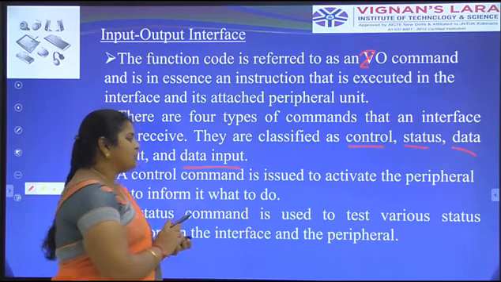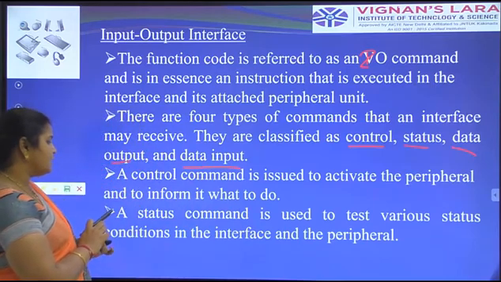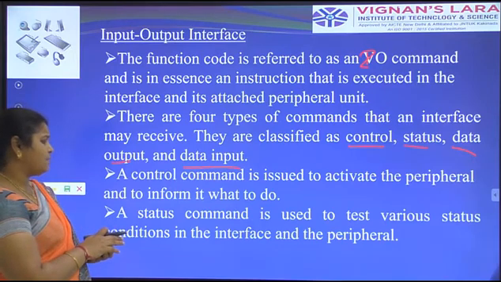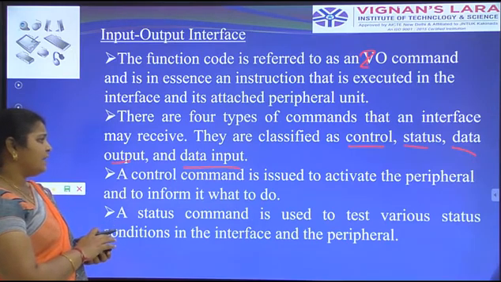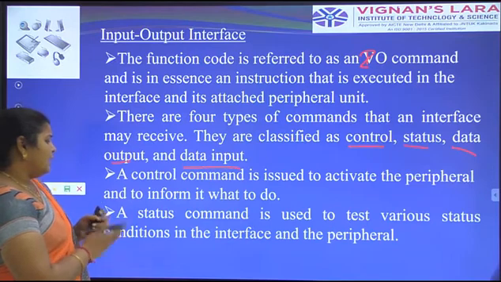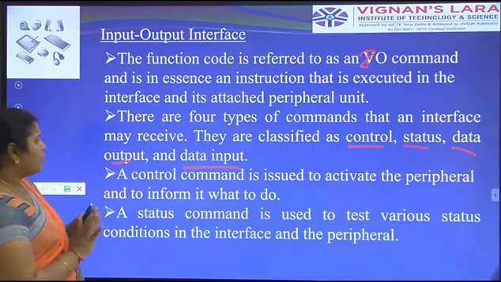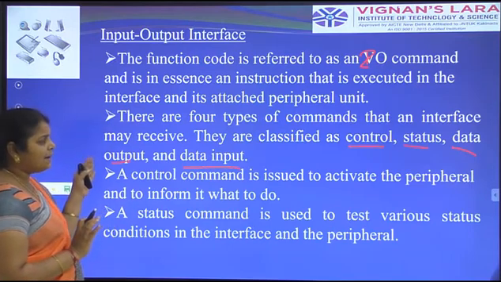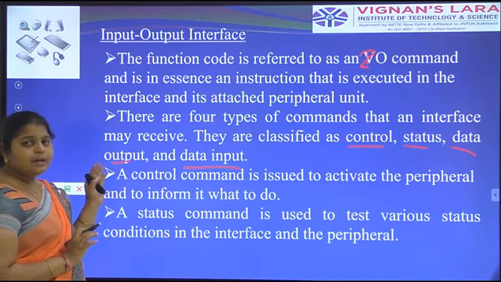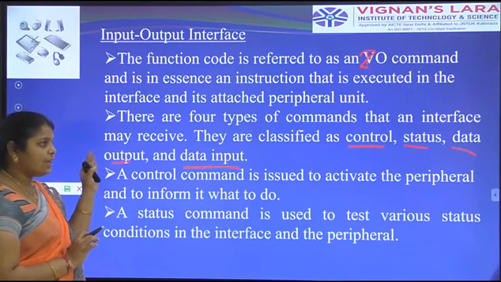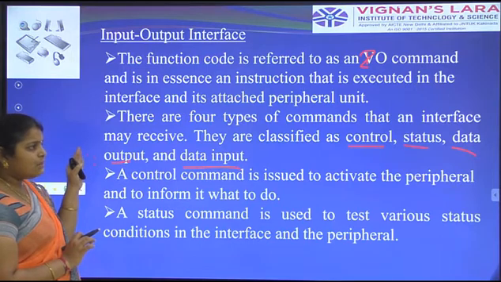Okay, a control command is issued to activate the peripheral, and it is in the form of what to do. A status command is used to test various status conditions in the interface and peripherals. Okay, we have four types of command regarding the IO bus and interface device: control, status, data output, and data input.